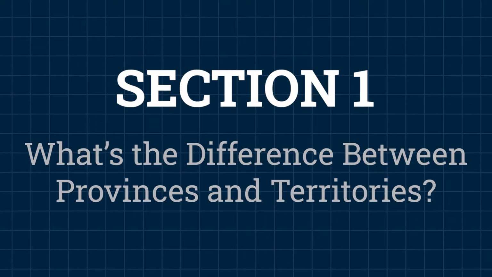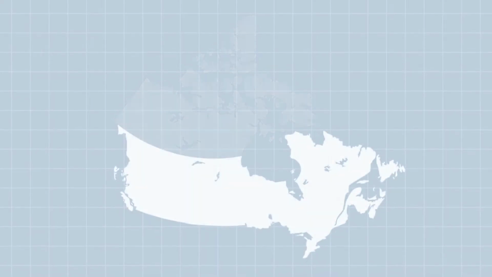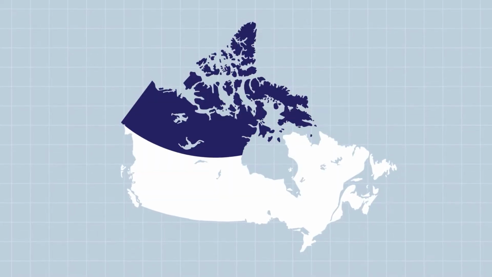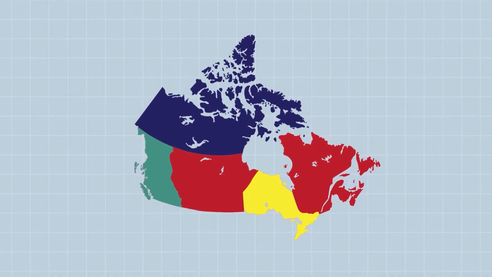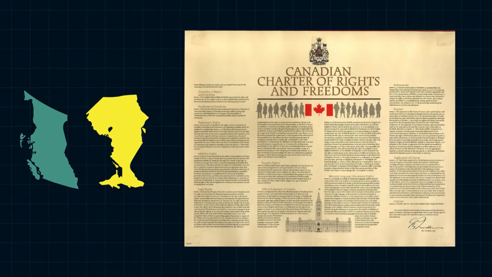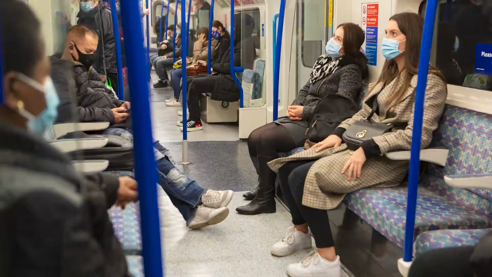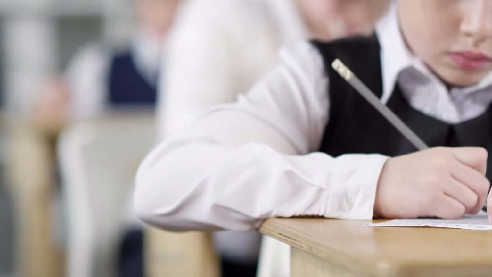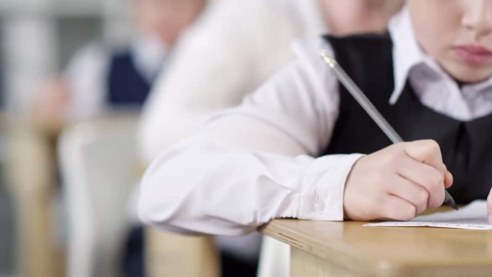Section 1. What's the difference between provinces and territories? Provinces and territories might seem similar on the surface, but they're governed very differently. Provinces like Ontario and British Columbia get their powers from Canada's Constitution. This means they have authority over important things like education, healthcare, and transportation. Provinces are mostly independent when it comes to making these big decisions. For example, in Alberta, the provincial government can set its own education policies without needing approval from the federal government.